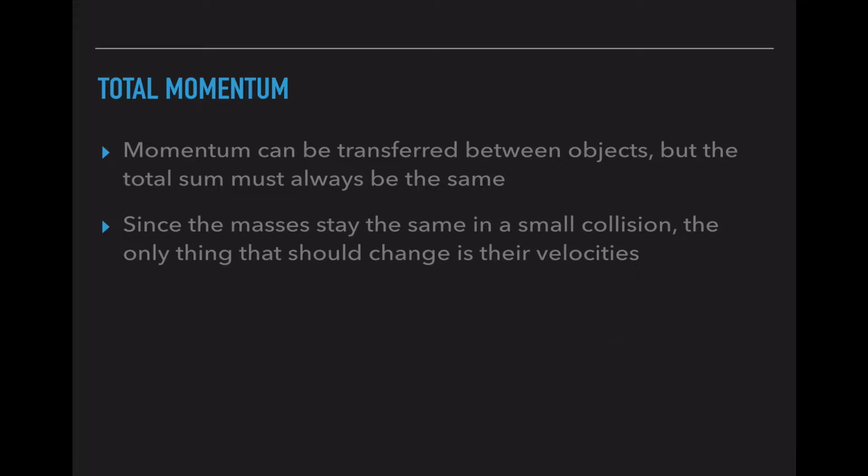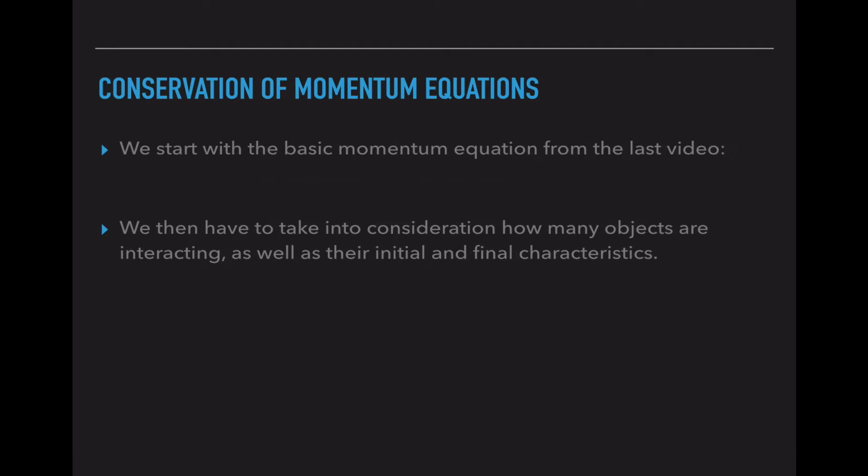Since the masses will stay the same in a small collision, the only thing that should change is their velocities. So I know in big collisions you can lose parts of a car or things may fall off, but in small fender benders we're going to assume that that doesn't happen. So in the collisions that we're going to be calculating, the mass is a constant number before and after the collision. The velocity is the number that is going to be changing.